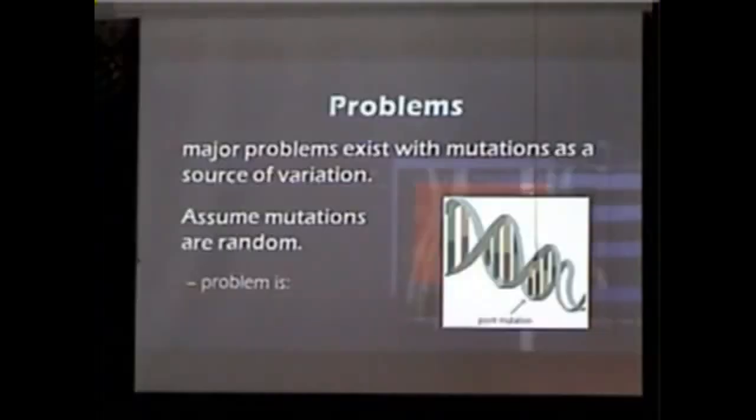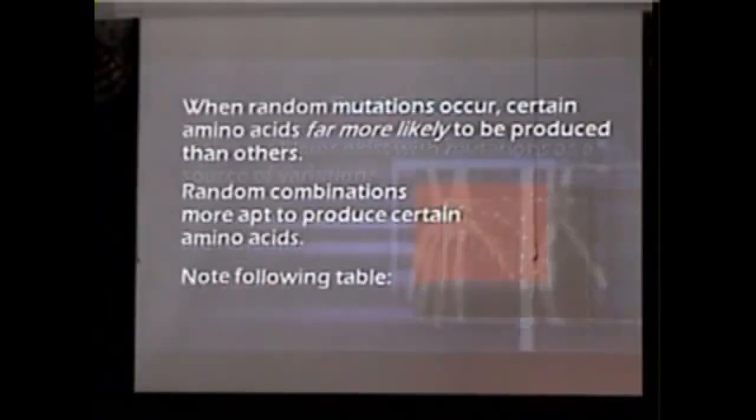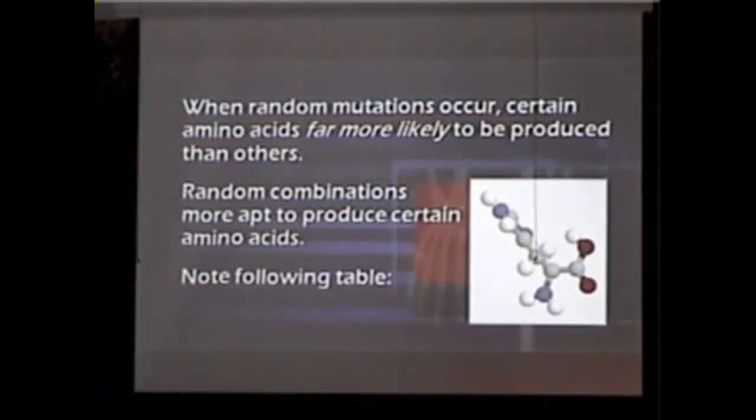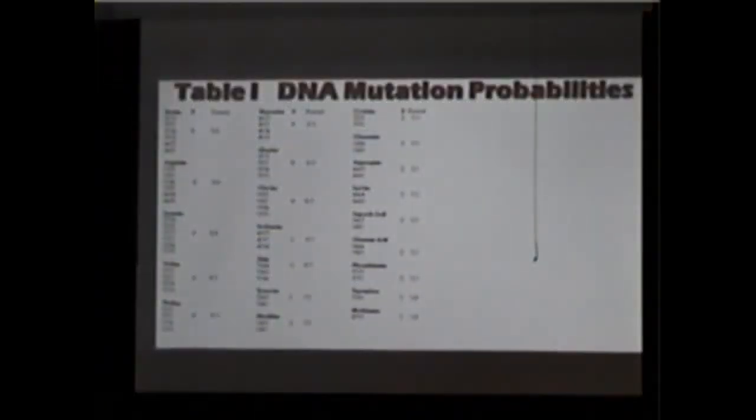Which makes sense. It's got to work before evolution works. So the problem with this idea of mutations as a source of variation is, number one, we assume mutations are random, and in fact we know they're not. Okay, but let's assume for a minute they are random. If they were random, this is what we would get.